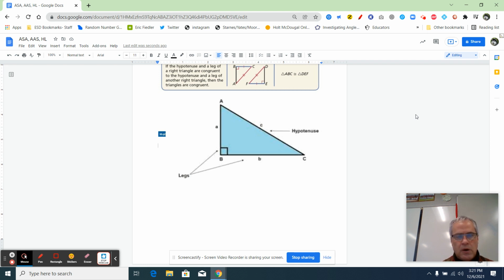Make sure you know all those little things, like you have to know the hypotenuse and the leg. You have to know a side's included or an angle's included on certain ones of those five, and we'll practice that in class.